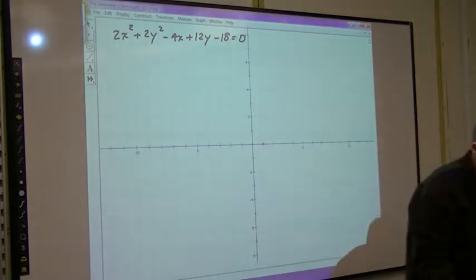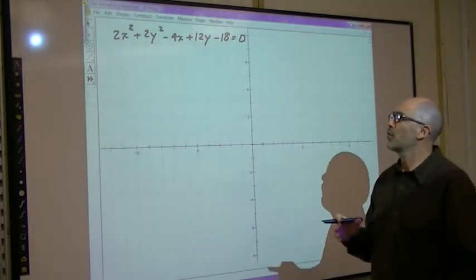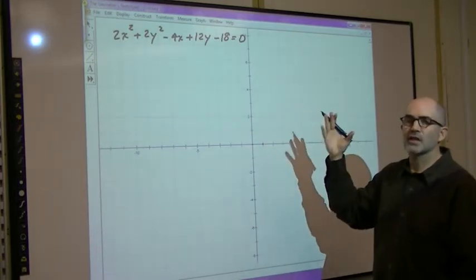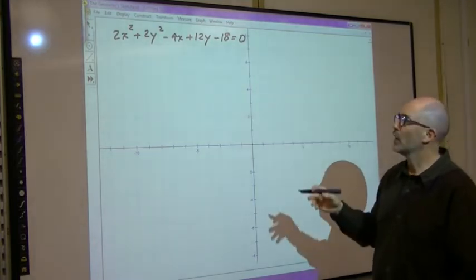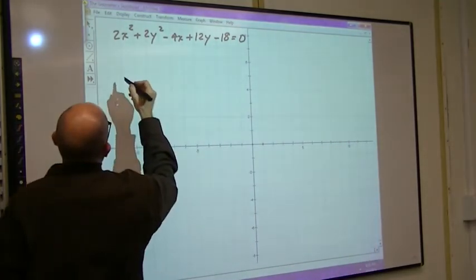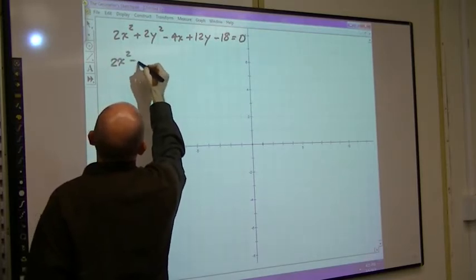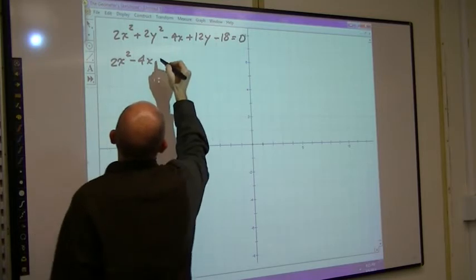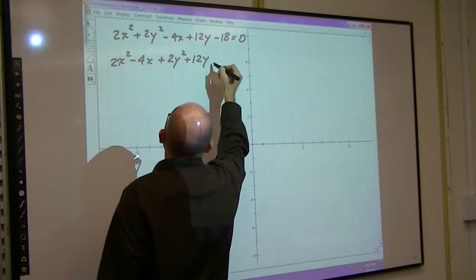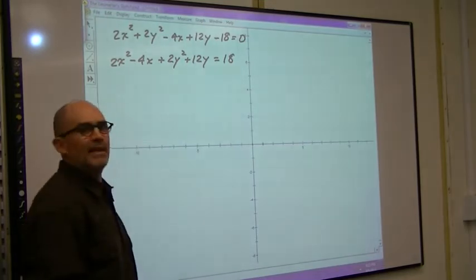All right, so what we're going to do here is get the standard form of this circle so we can graph it. It's going to be difficult to graph an equation like that without a graphing calculator. So what we're going to do here is get our x's together first. So I've got 2x squared minus 4x, then plus 2y squared plus 12y. And let's just put the 18 over on the right just for safekeeping.